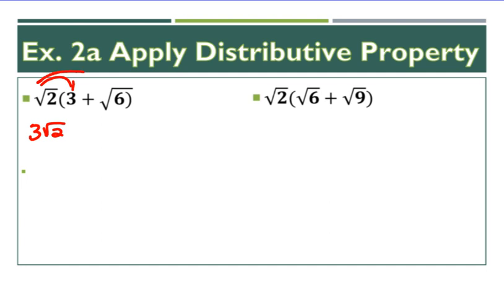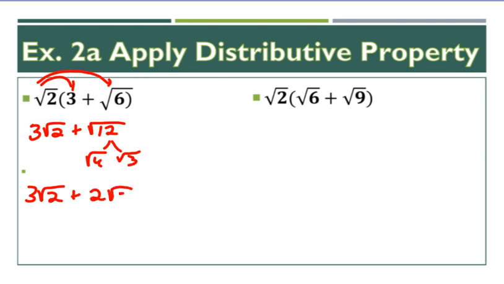And then we got square root of 3 times the square root of 2, which is the square root of 6 times the square root of 2 is the square root of 12. And I can break down the square root of 12 as the square root of 4 times the square root of 3. And that will give us the answer of 3 times the square root of 2 plus 2 times the square root of 3. And I can't add them together because the radicands are different, so this would be our answer.